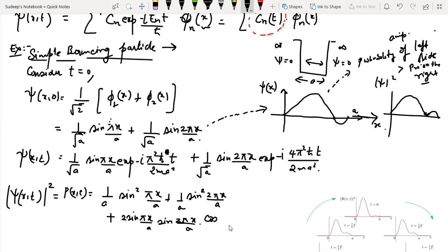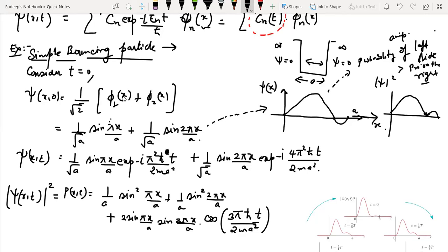It will come out as cos of 3π²ℏt upon 2ma². I have done this particular problem initially also, but just as a manner of revising a few concepts, I'm doing it. So again, I'm coming back to the problem: the simple bouncing particle, that is, a particle which is trapped in an infinite potential well.